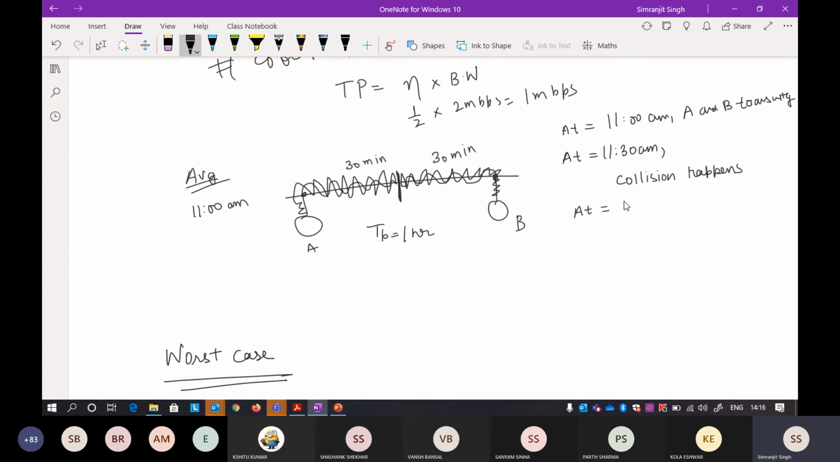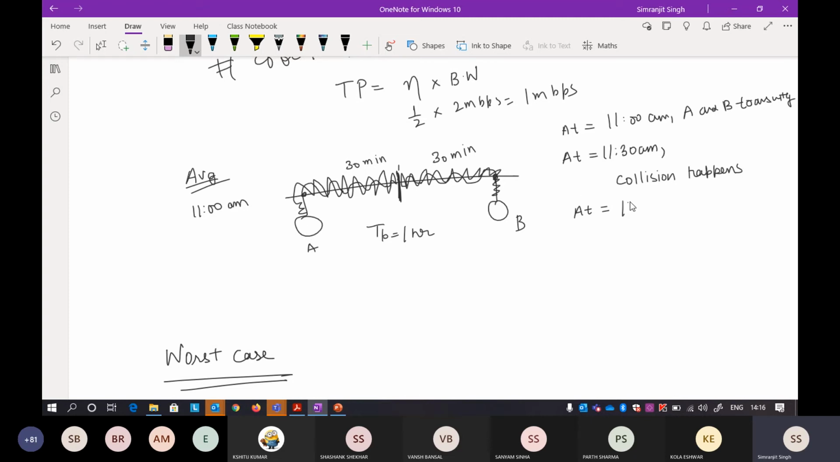The time required for this will again be 30 minutes, because the total TP from A to B is 1 hour. Because they started transmitting at the same time, there will be a collision after 30 minutes. A will see the collision signal after another 30 minutes: if 30 minutes is required to reach here, again 30 minutes will be required to get the collision signal back to station A.